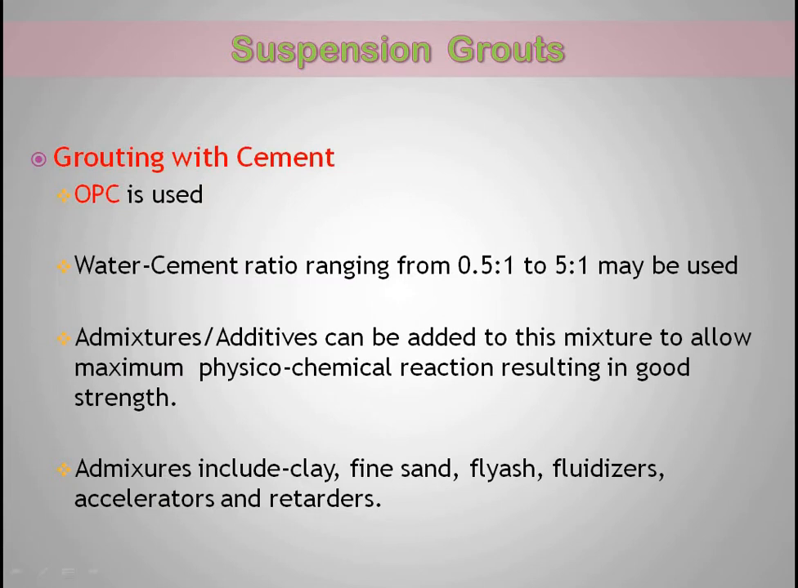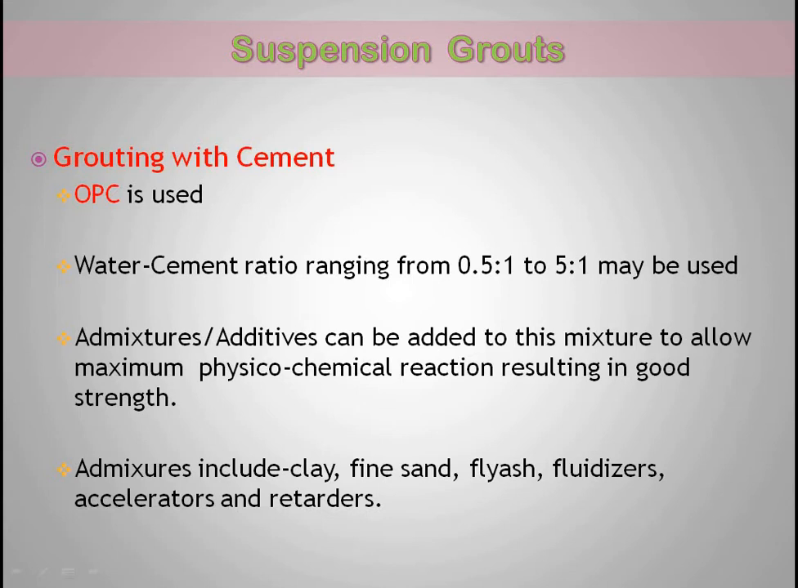The second type of suspension grout is grouting with cement. Here OPC, that is ordinary Portland cement, is used. Similar to concrete, where the voids of coarse aggregate get filled by the fine aggregate, which in turn is filled by the cement. So this OPC material is widely used in grouting processes.